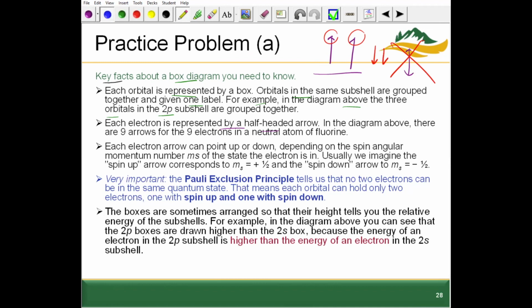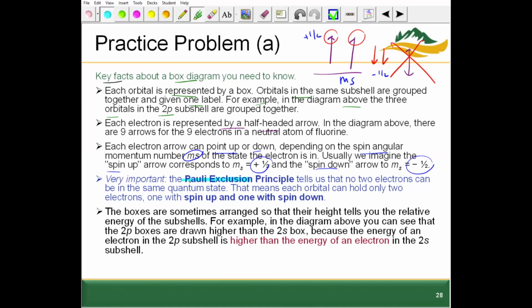Next, each electron arrow can point up or down depending on the spin angular momentum quantum number, or m sub s as we know it. Usually we imagine the spin up to be ms is plus 1/2, spin down to be ms is minus 1/2. So minus 1/2, plus 1/2.